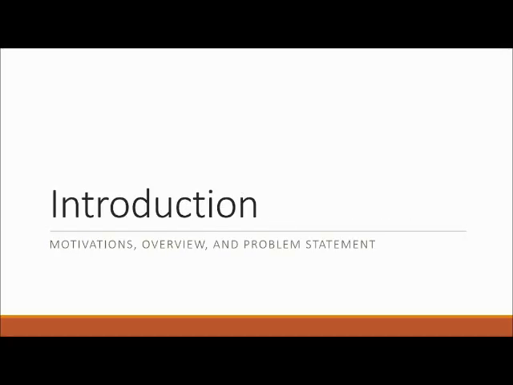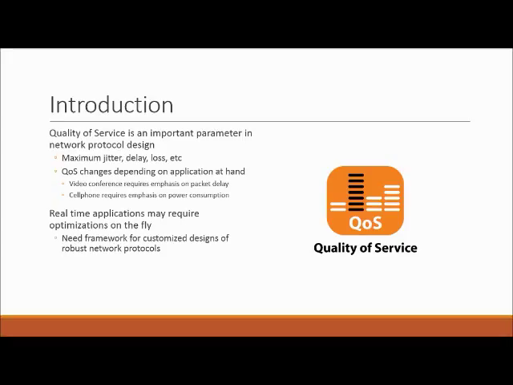I'll start with just an introduction, going over the motivations, overview, and problem statement from the paper I selected. So quality of service is an important parameter in any network protocol design and is becoming more and more important as we move to more wireless communications. A few of the parameters include maximum jitter, delay, loss, or even minimum bandwidth.